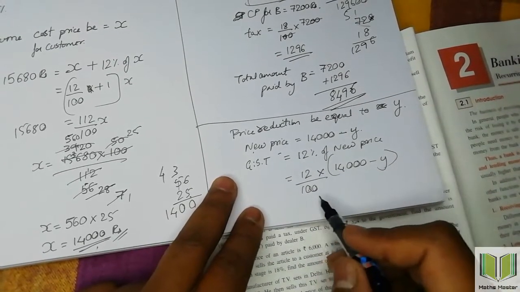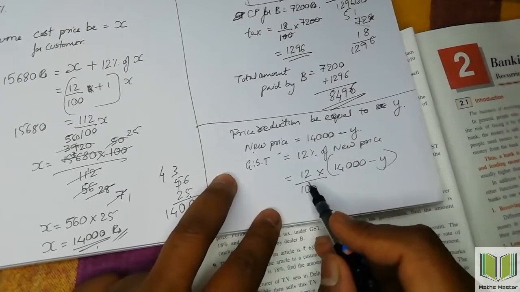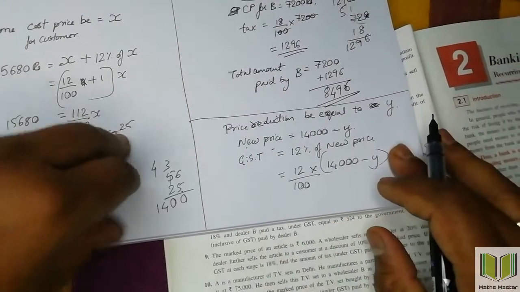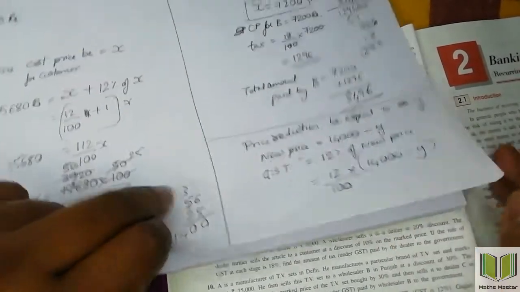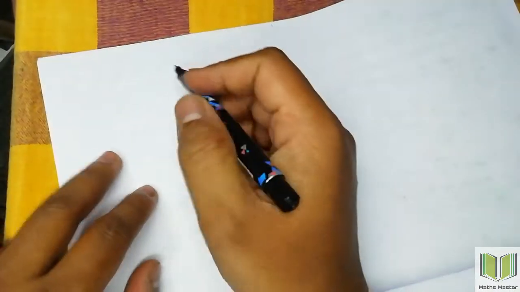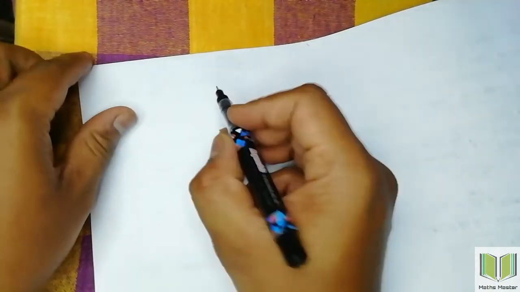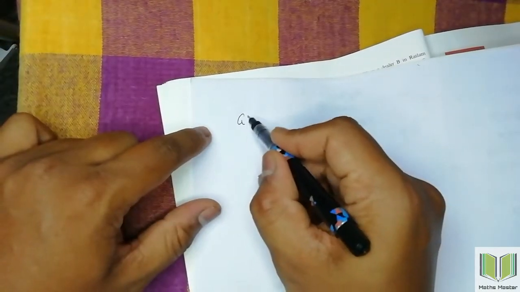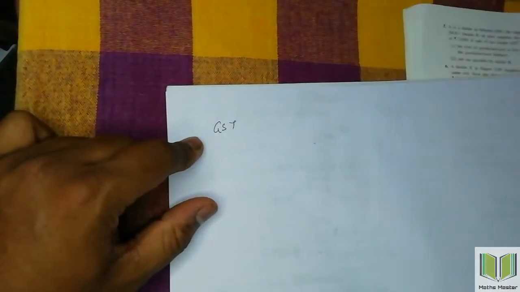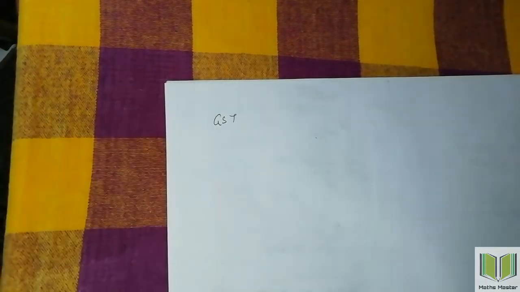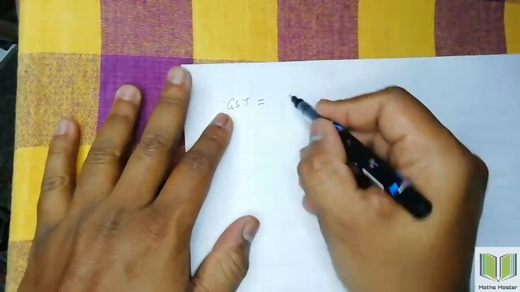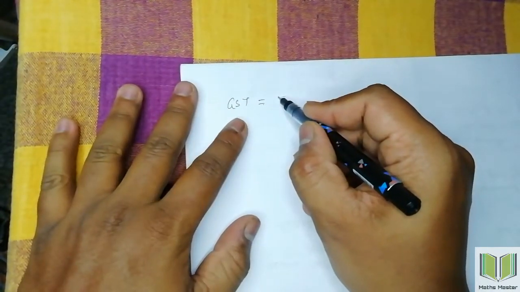Now I have 12 into 14,000 minus Y divided by 100. I'm calculating the same thing on the next page, guys. Taking it to the next page. So if I multiply them, GST will be equal to, what was that?